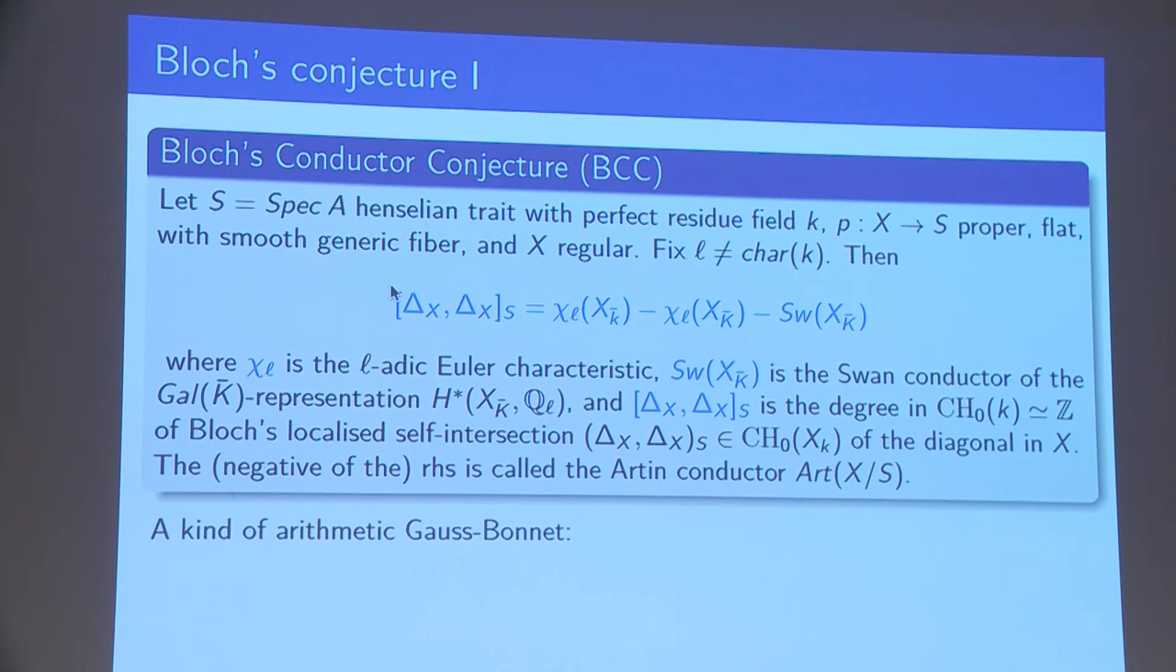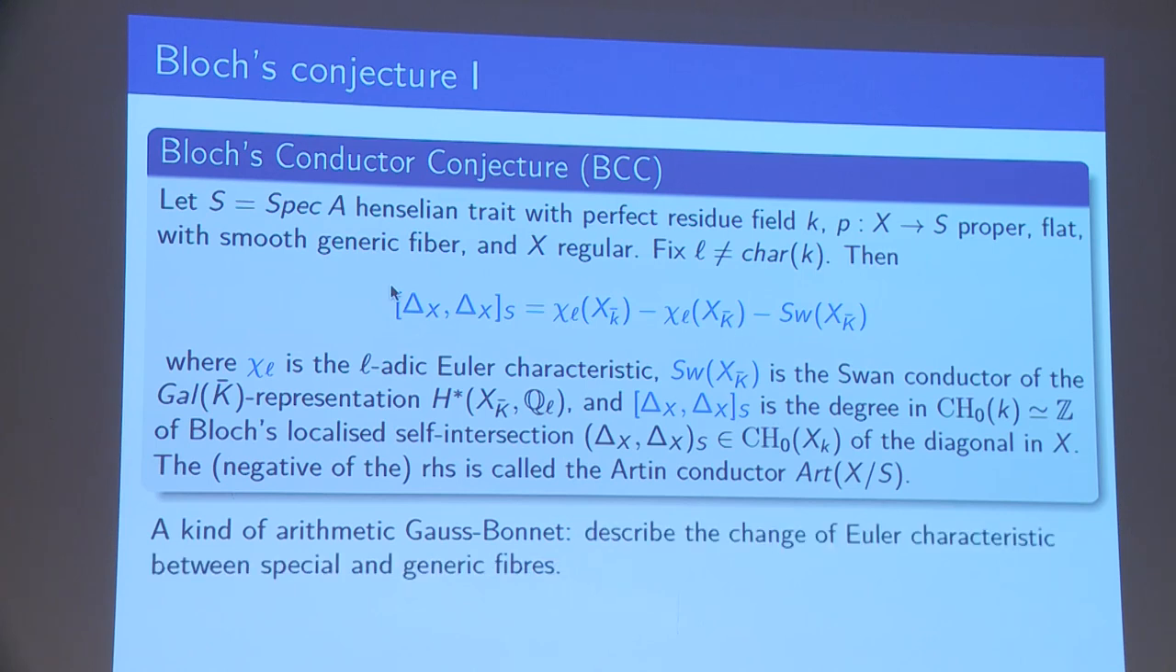So I find this a fantastic conjecture, because it's really a wild generalization of Gauss-Bonnet. As you see, it's supposed to describe the change of Euler characteristics, the change of topology, between special and generic fibers using some representation theoretic ingredients, which is the Artin conductor, taking into account the wild inertia, and most importantly, an intersection theoretic number, which is the self-intersection of the diagonal.